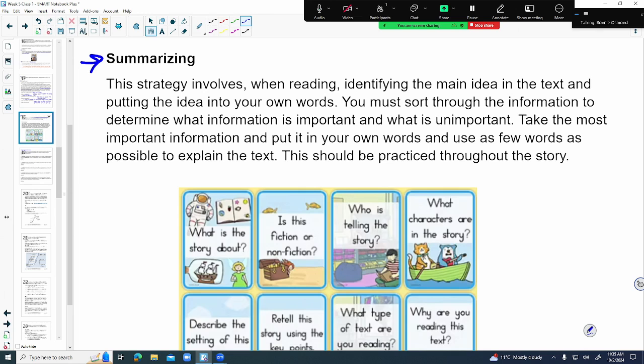And another strategy is summarizing. This strategy involves, when reading, identifying the main idea in the text and putting the idea into your own words. Okay, so figuring out what the main idea of the story is and putting it into your own words. You must sort through the information to determine what information is important and what is unimportant. Take the most important information and put it in your own words and use as few words as possible to explain the text. This should be practiced throughout the story. So as you're reading, think about what you've read and try to put it in your own words.